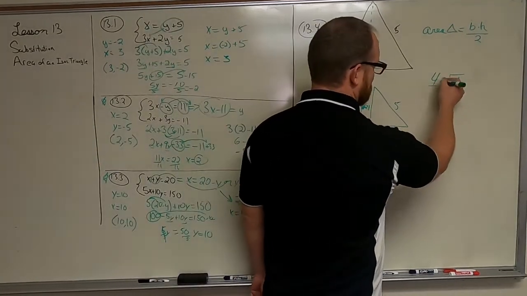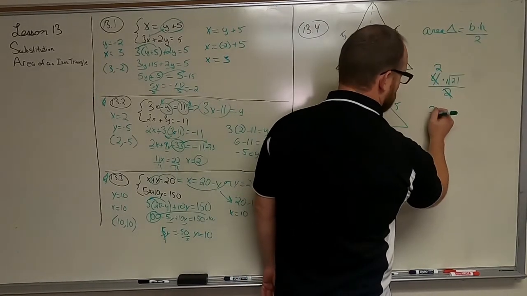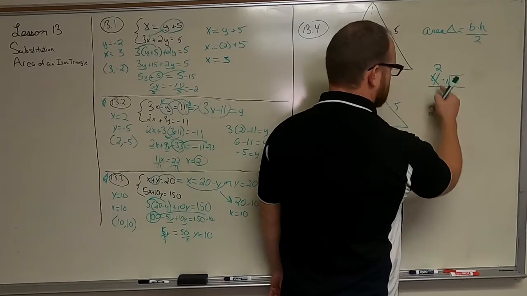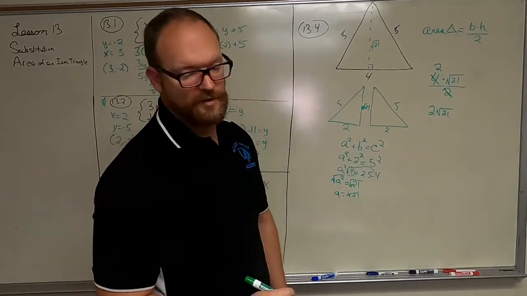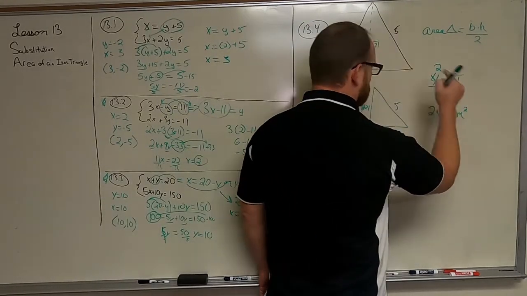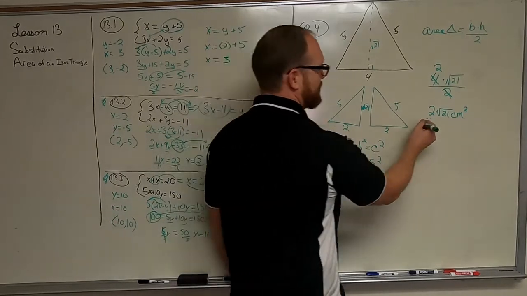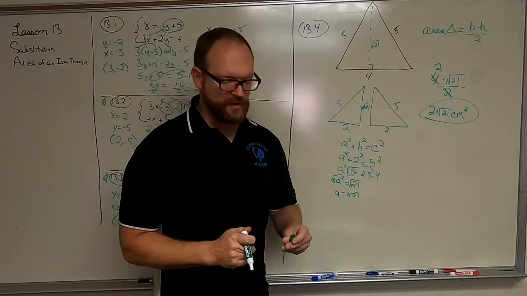All right, so we can make it pretty simple here. We're dividing by 2. Let's cancel right there. And so we can now say 2 square root of 21, because we just multiplied 2 times square root of 21. And our units are in centimeters. So it's going to be centimeters squared, because we always have a square unit when we're dealing with area. All right, so it's very, very simple.